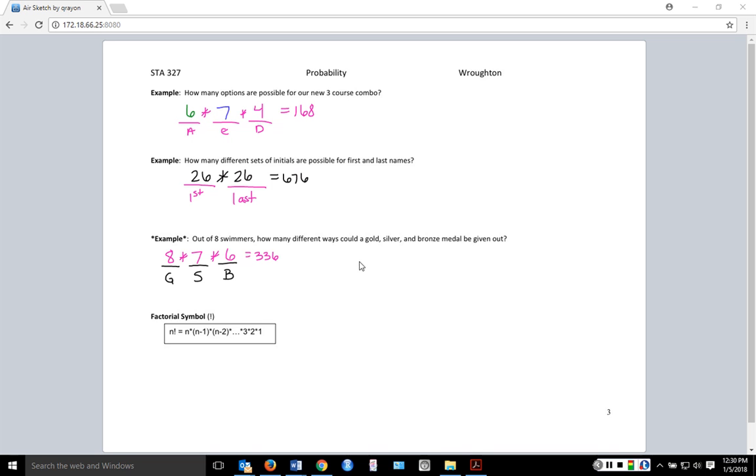To talk about our other ideas of counting techniques, you first need to be comfortable with the factorial symbol. Even though you don't actually have to write these out using the factorial symbol, it's still a good thing to know what it is. So n factorial means that you take n times n minus 1 times n minus 2 all the way down until you get 1. So for example, if you had 6 factorial, that's 6 times 5 times 4 times 3 times 2 times 1. That would give me 720. So that's what it means to have a factorial.